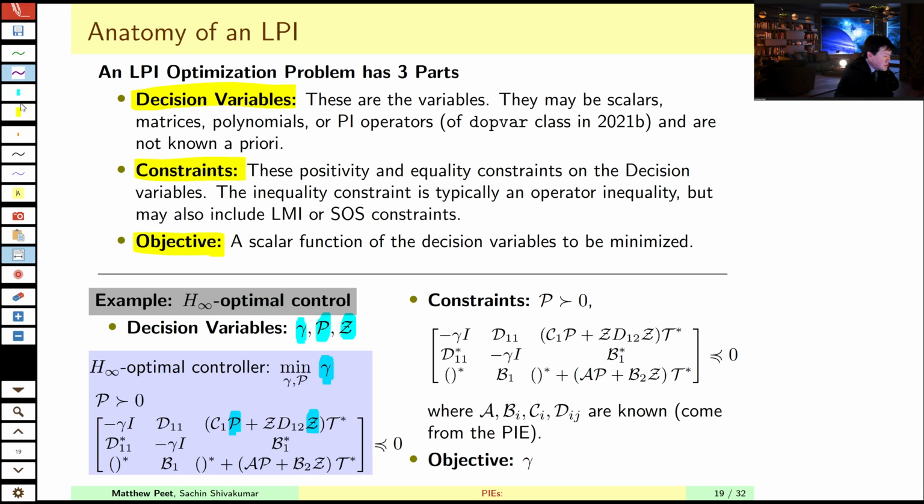Then we have constraints. The constraints here are two. We have positivity of our Lyapunov operator, and we have negativity of this KYP derivative. So we want to constrain this to be positive and this to be negative in the R cross L2 sense. So those are our inequality constraints. Finally, we've got an objective function. We're trying to minimize gamma, so that's relatively straightforward. So those are the three parts of our optimization problem, and how do we add them into our metaparser, which is PIETOOLS?